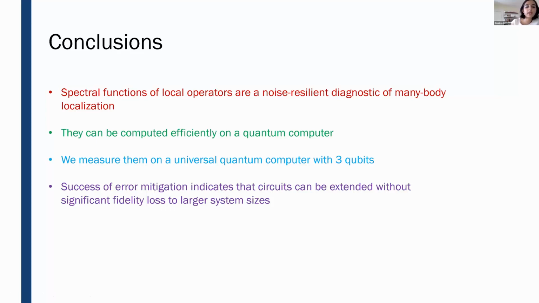I think there are still some caveats in terms of you have to increase the number of shots that you need to get, but that's usually true of any error mitigation technique.